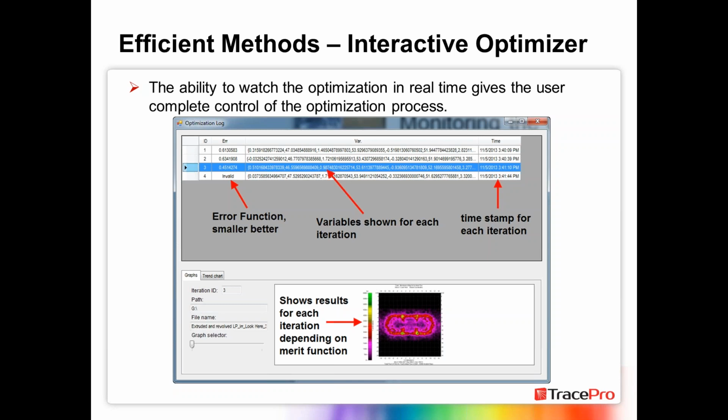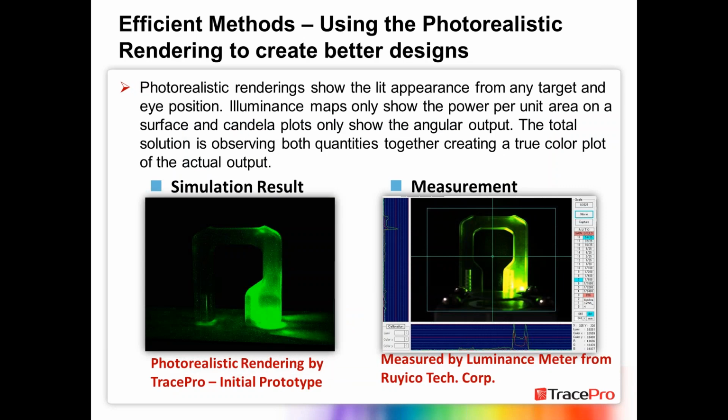Also, after I get done, I can look at each one of these iterations. So I can say, I really liked iteration number 46, but iteration number 32 is going to be a better answer for me because I have a larger angular output and better efficiency, but I didn't get the uniformity I wanted. So I can stop it there, and maybe change some other parameters, say surface texture or something else like that, and then restart the optimization again. So the interactive optimizer gives me a lot more flexibility if I know what I'm doing.